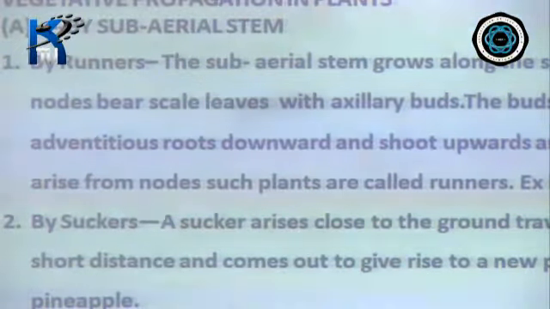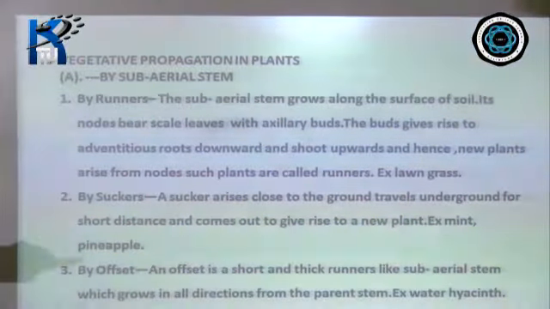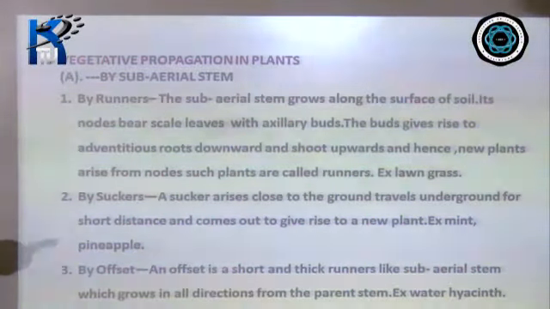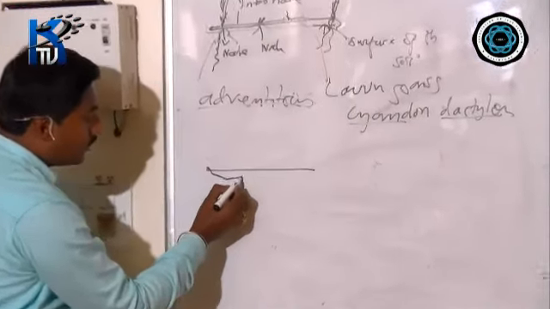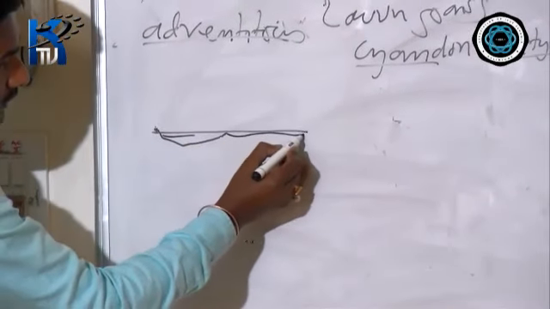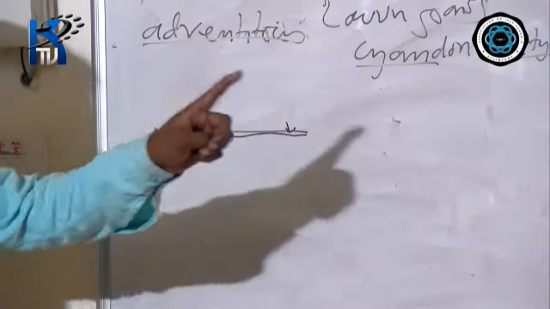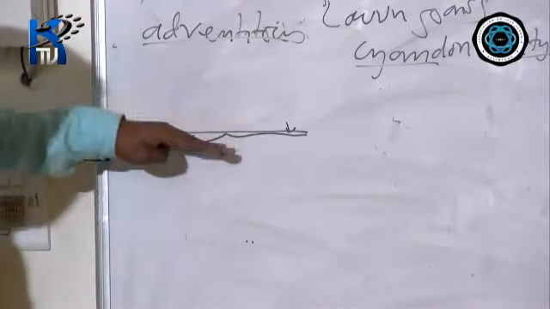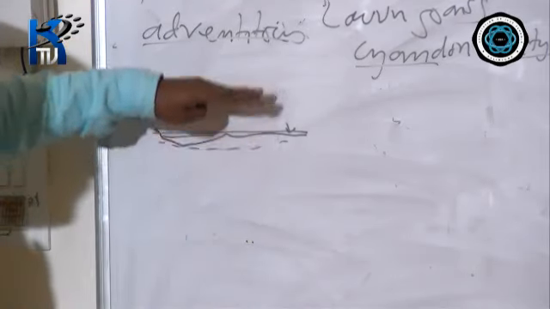So what do you mean by sucker? A sucker arises close to the ground, travels underground for a short distance, and comes out to give rise to a new plant. So in this case, what do you see? This is the surface of the soil. Here you will find the root grows underneath, just below the surface of the soil. So here a sucker arises close to the ground. It is not much deep. It is very near to the surface of the soil.